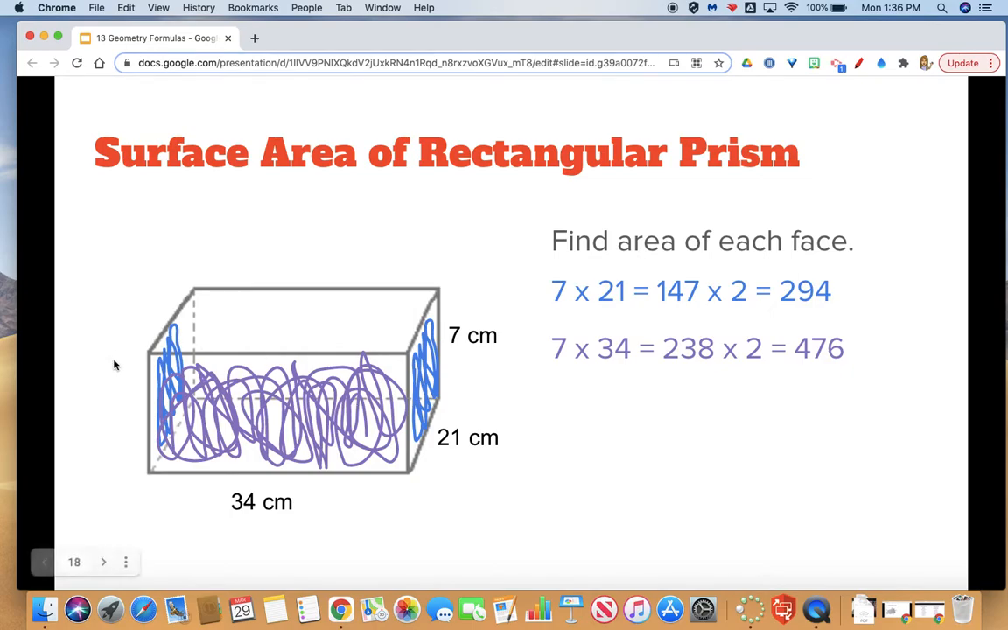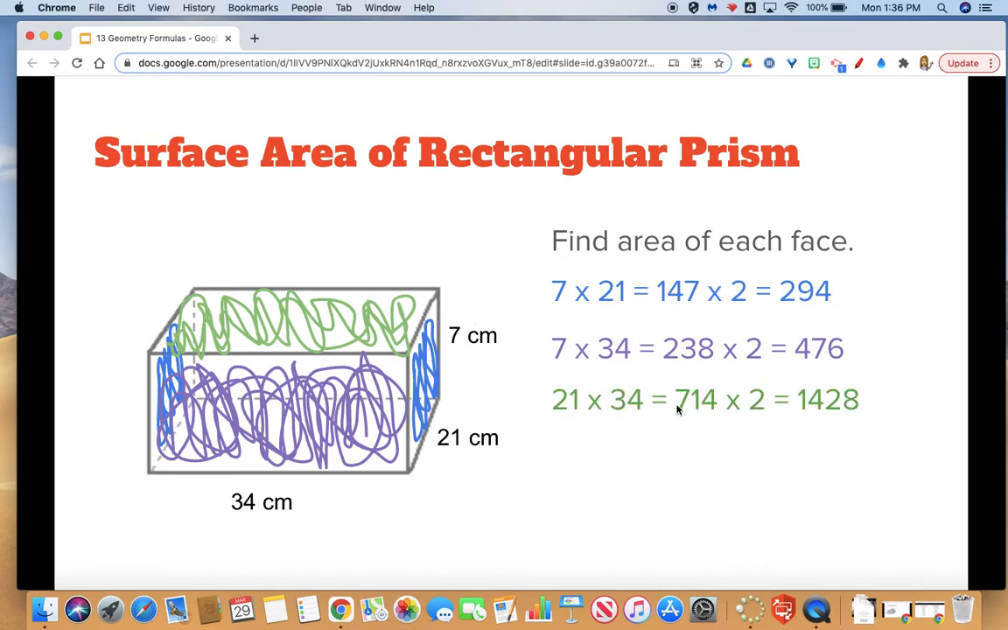We have the sides, we have the front and back. The last piece we're missing is the top and bottom. If I shade that in, I see that the dimensions for that top rectangle are 34 and 21. If I multiply those together I get 714. I know I have the exact same rectangle on the bottom, so I can double that to get a total of 1,428 for both of those rectangles together.